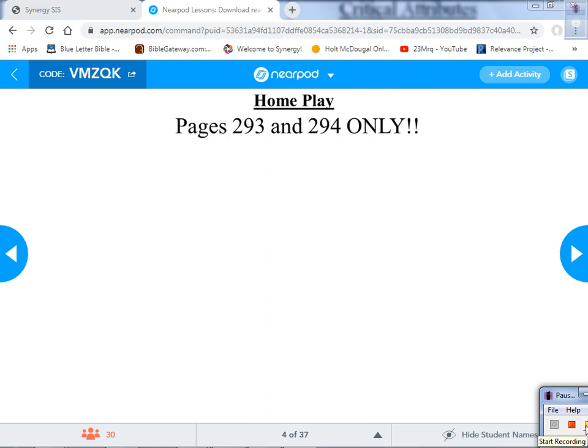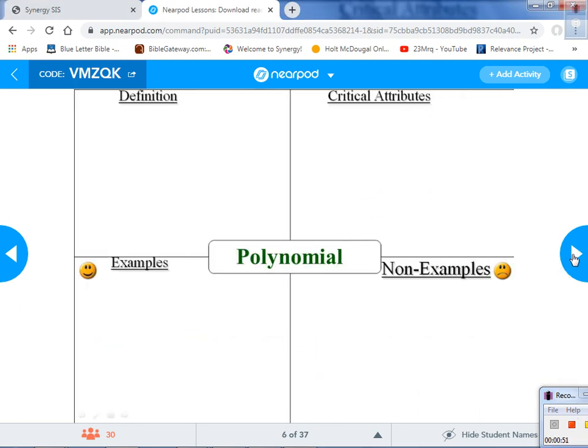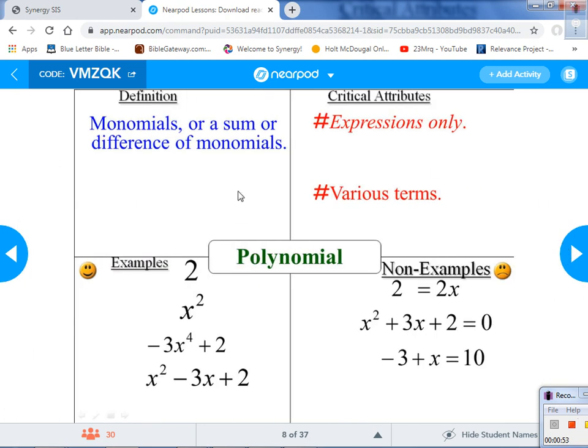All right. So let's see if you shared this. Who said monomials or sum or difference of monomials? Yeah, we got it? All right.